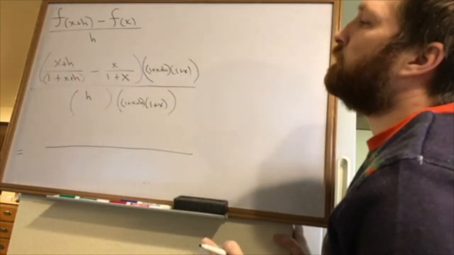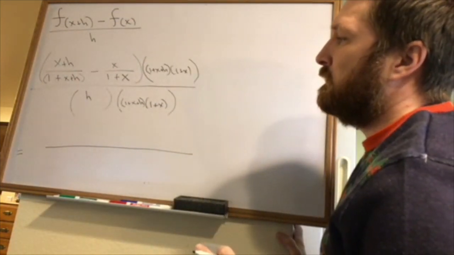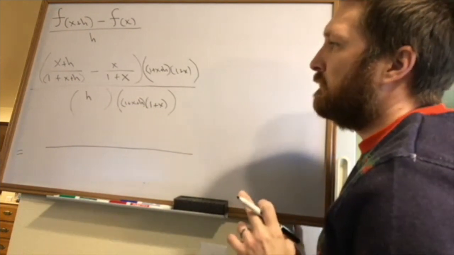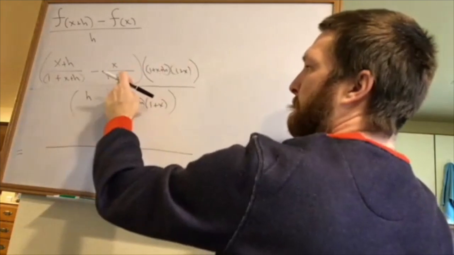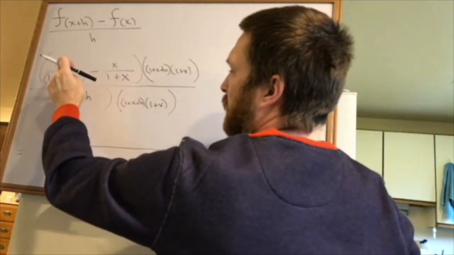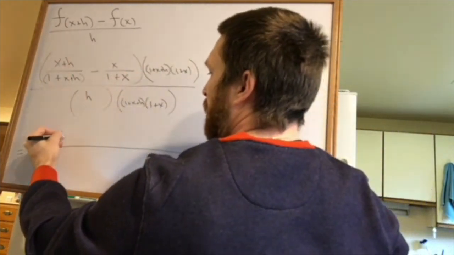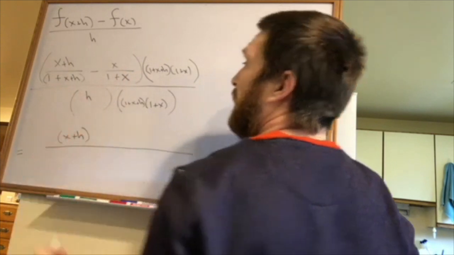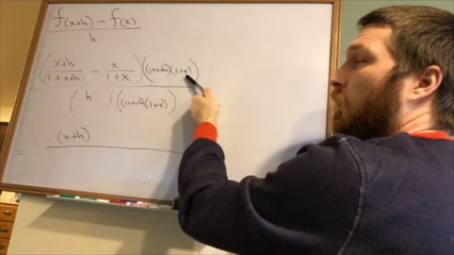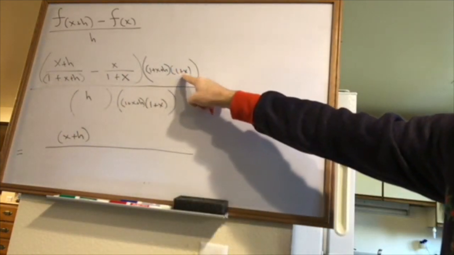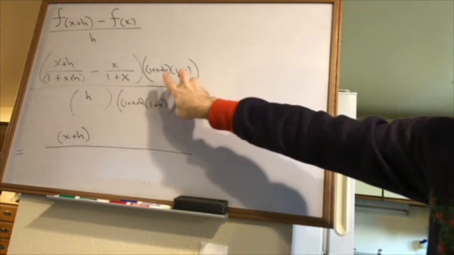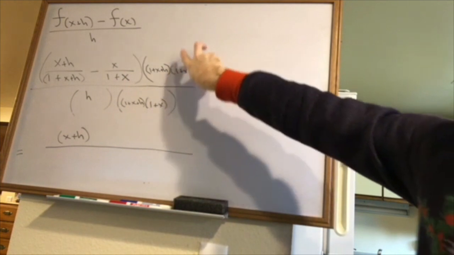For the first denominator, 1 plus x plus h cancels. And you're just left with x plus h, right? X plus h and 1. Wait, what? Hold up, this guy too. Oh, I forgot about that one. Yeah, we're bringing both of these guys in. And then the 1 plus x.